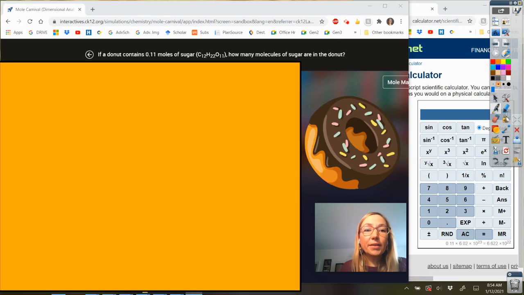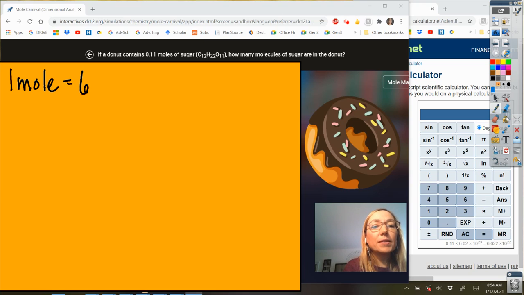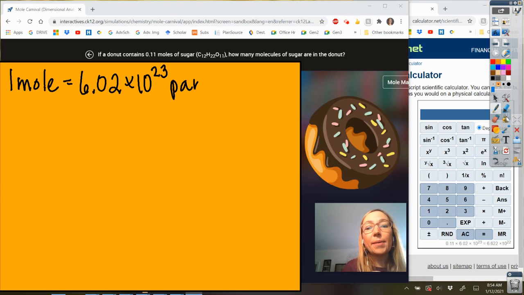Now we're going to do another example. We're going to need our conversion factor. We're going to need our definition of a mole. By definition, a mole is 6.02 times 10 to the 23rd particles. And those particles can be atoms or molecules or formula units. So we're going to need that definition.